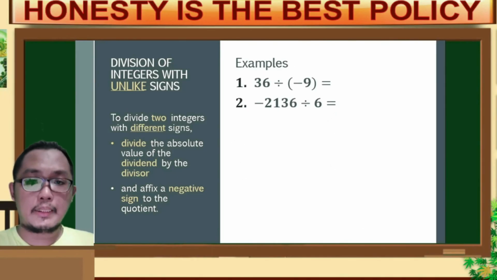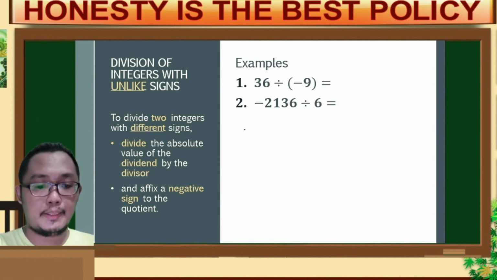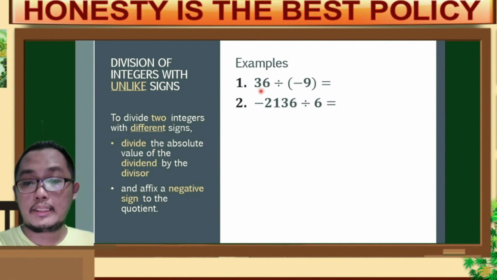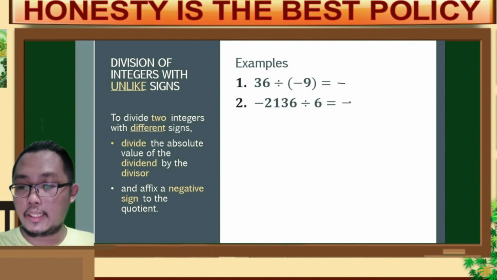And now let us divide these integers having different signs. So divide the absolute value of the dividend by the divisor. And we need to affix a negative sign to our quotient. So for number 1, we have different signs. So our final answer will take a negative sign. So this one is negative, the other one is positive. So your final answer will also take a negative sign.